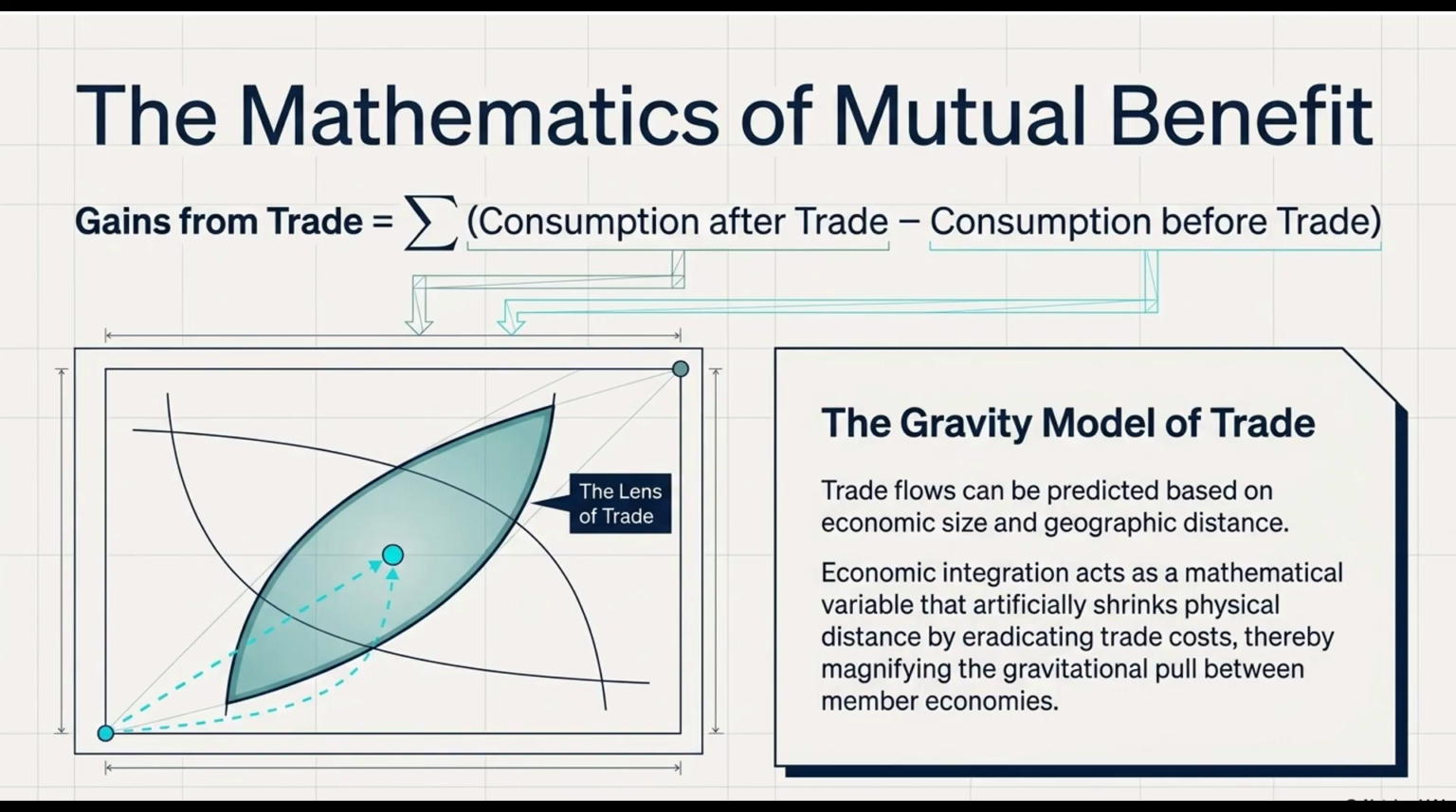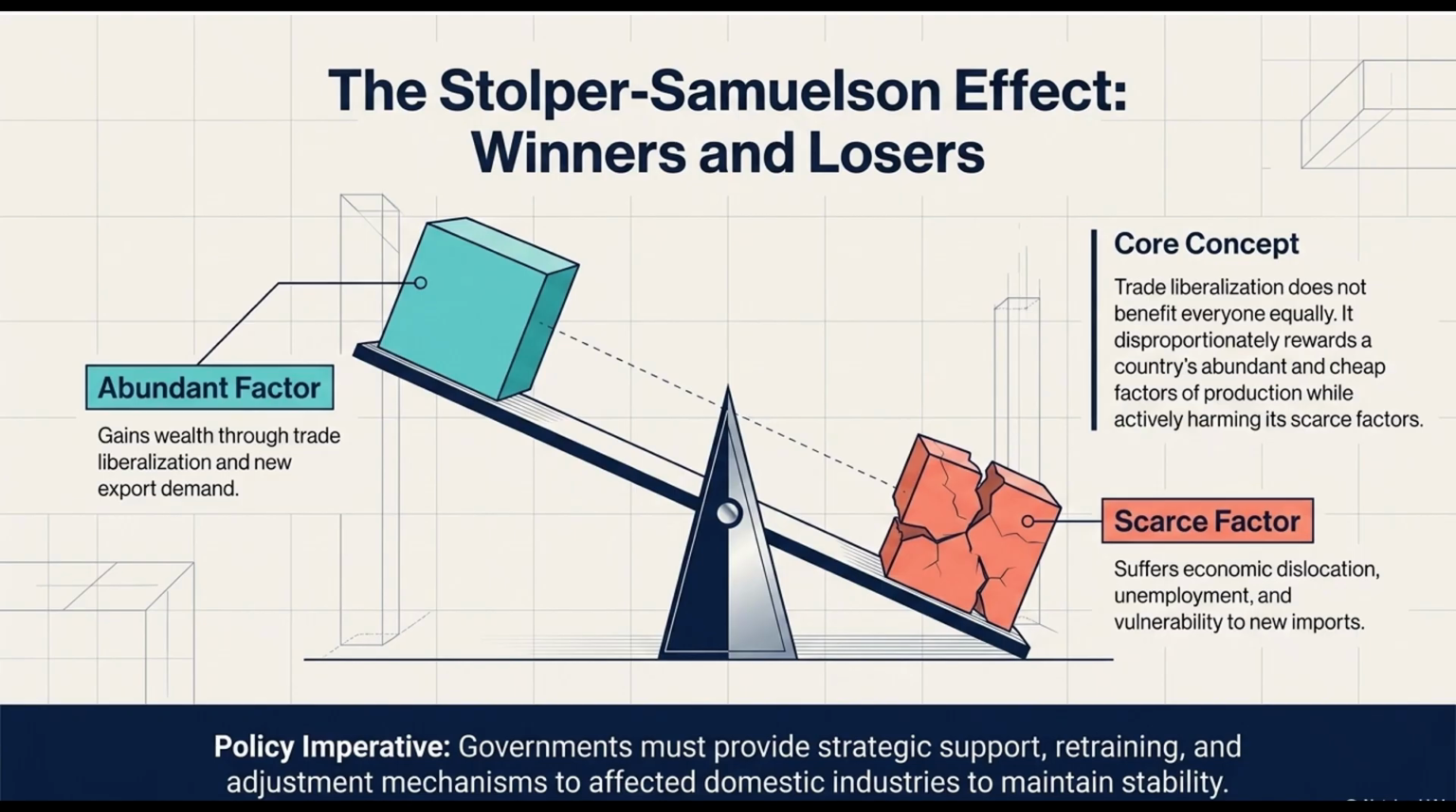Clear? Okay. So let's see the Stolper-Samuelson effect: the winners and losers. Although integration increases total economic welfare, not everyone benefits equally. That is for sure, right? According to the Stolper-Samuelson theorem, owners of abundant factors of production gain, while owners of scarce factors may lose. For example, skilled workers in advanced economies often benefit from globalization, right? Meanwhile, industries facing import competition may shrink, leading to job displacement.